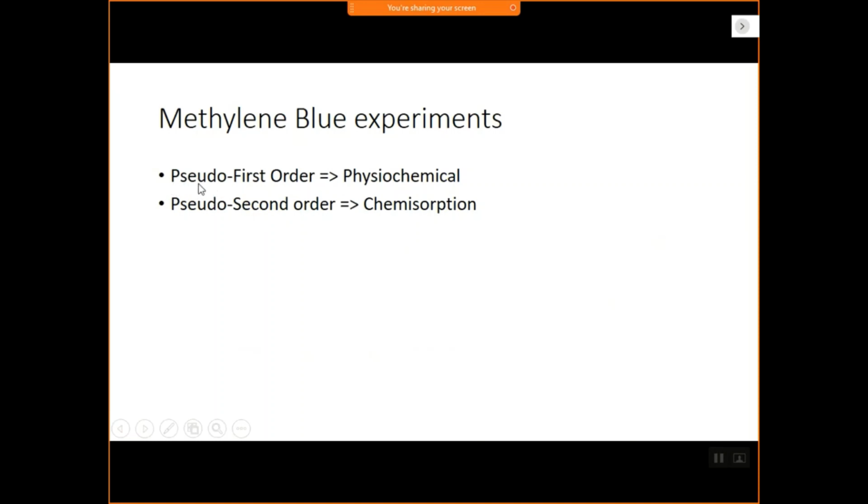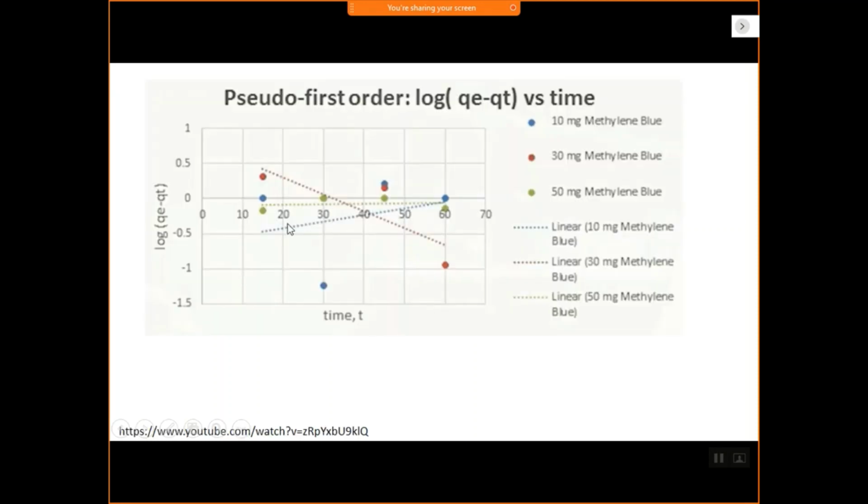And we'll look at what these mean on these graphs, but if you're plotting it as what's called a pseudo first order, it's the physiochemical, the van der Waals interactions. Or if it's pseudo second order, then you have chemisorption. You have those chemical linkages going on. So if you plot this with log QE minus QT versus time, you end up with this kind of graph where, if you try to plot an R squared of this, you'd have some problems. You wouldn't have a very good coefficient of determination. It's hard to say what's going on.